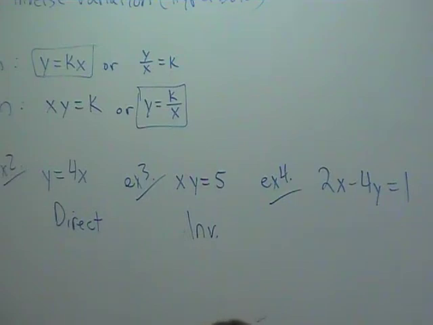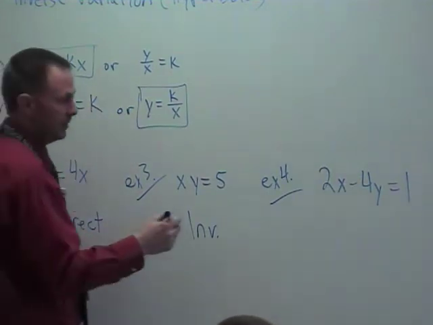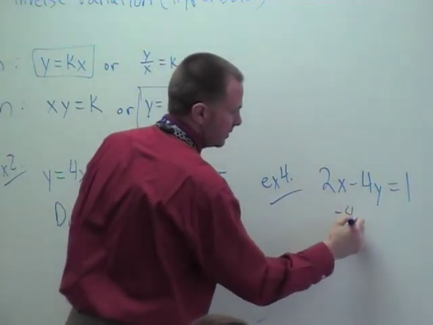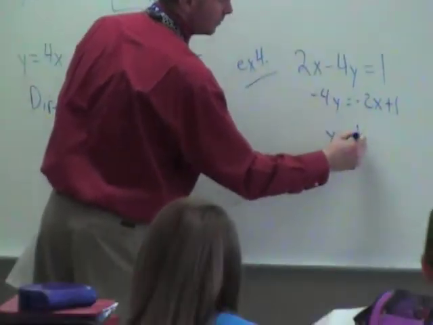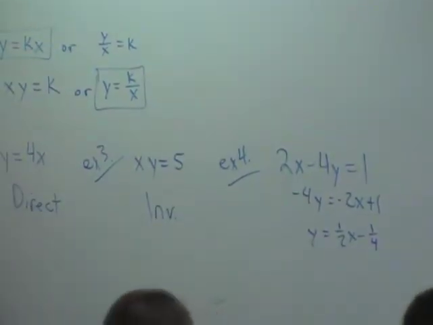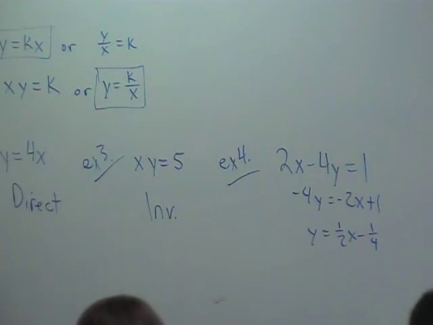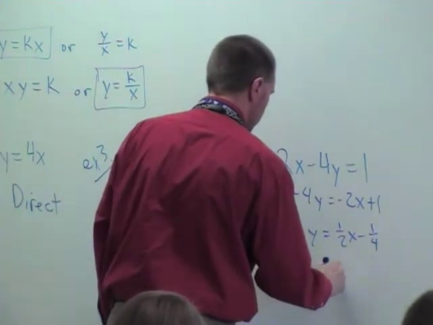How do you know? Because there's a y-intercept. If you're not sure how to figure this out, get y by itself and see if it looks like it. So I'm going to subtract the 2x and divide by the negative 4. Because it has a y-intercept listed, that's why it's not direct or inverse. So this is neither.